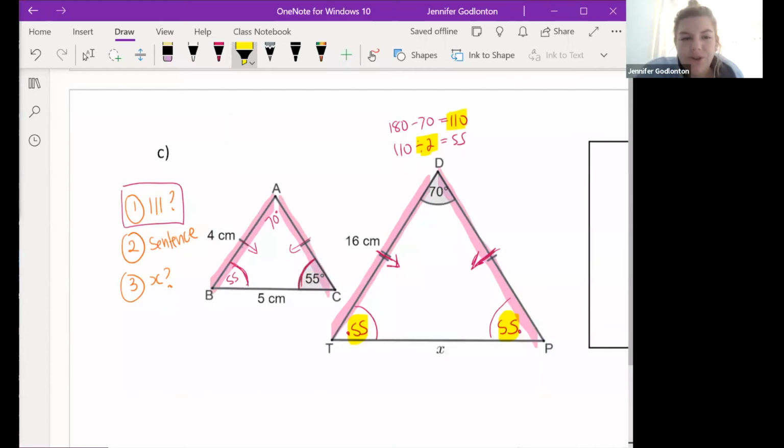Okay, so what you should be focusing on now is how we're going to write the similarity sentence. I can see lots of people are going straight to finding x. I'm seeing good answers for x, but just be careful to not skip the step of writing your sentence.